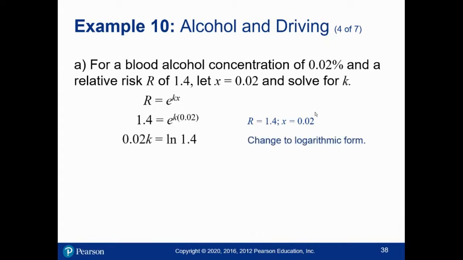So I convert that to a logarithmic expression to get 0.02k is the log of 1.4. Divide by 0.02, and let's go ahead and approximate this. Since you're going to use that value of k in other parts of the problem, an approximation gets pretty helpful. So k is about 16.82. The natural log of 1.4 is not that big, but it's being divided by 0.02, which is a very small number, so it's being made much larger.